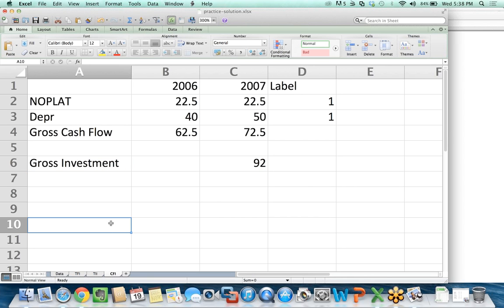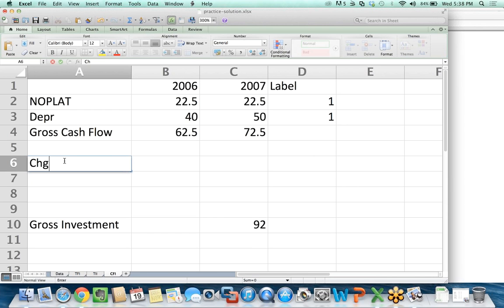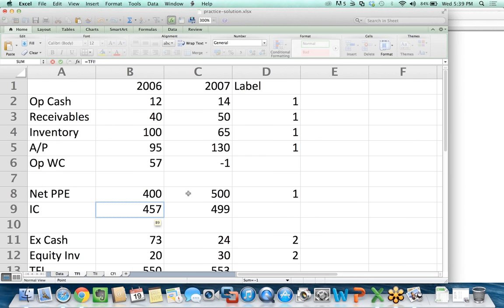Now, I can also get this on a more granular basis by taking my change in operating working capital, which equals current year minus previous year.